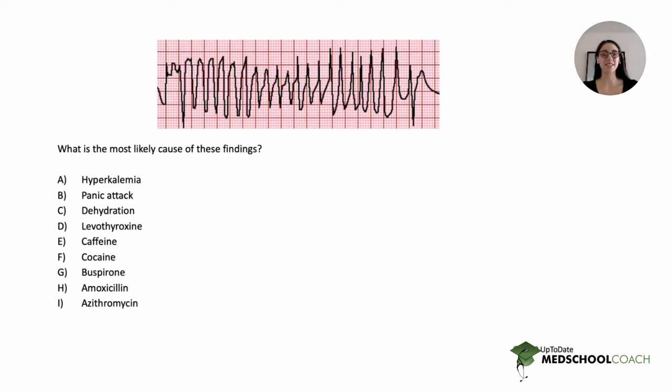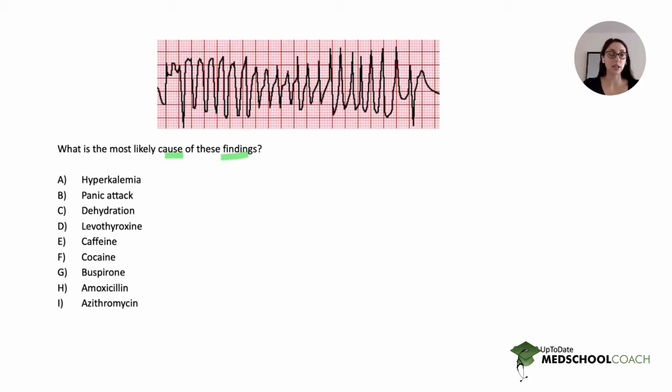All right, welcome back. Let's work through this question together. As always, the first step is to look at the very last sentence and read the question itself to see what it is asking us. What is the most likely cause of these findings? This is going to be a question about the underlying etiology, so we're looking for a cause.